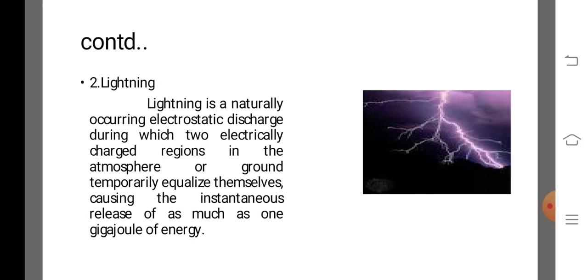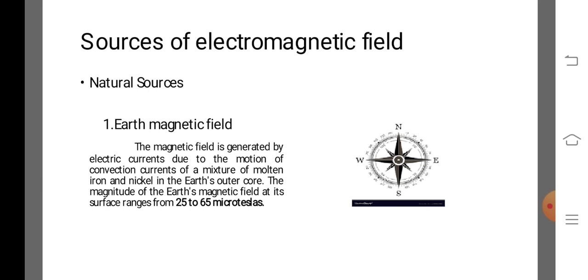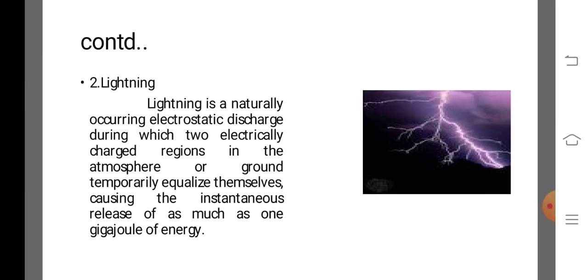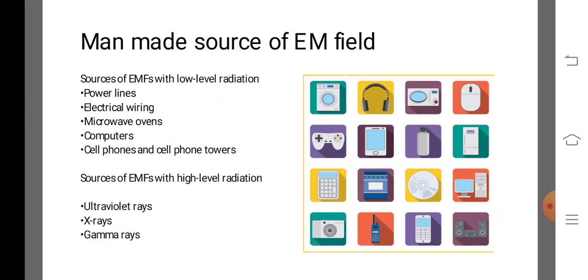Next, under the natural sources, we have to look at lightning. Lightning is a naturally occurring electrostatic discharge. It has 2 electrically charged regions, one is the atmosphere, another one is the ground, which temporarily equalize themselves, causing the instantaneous release of energy called lightning.